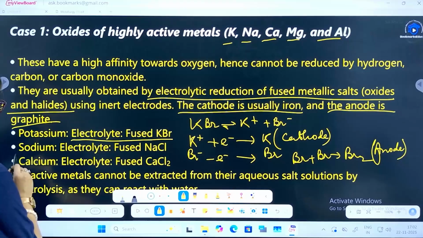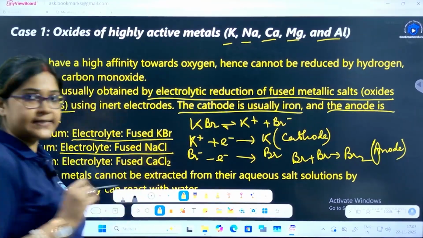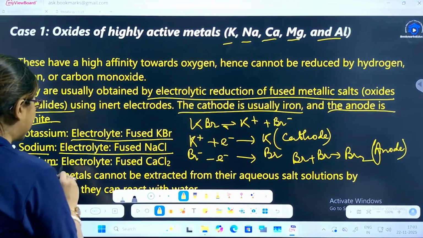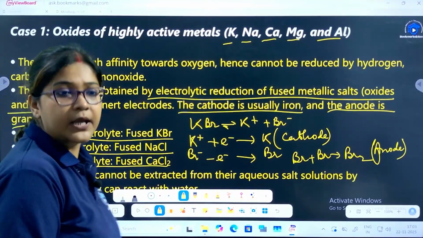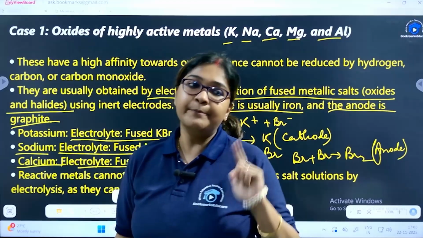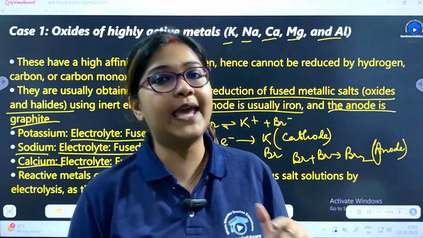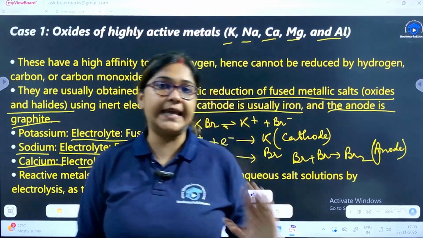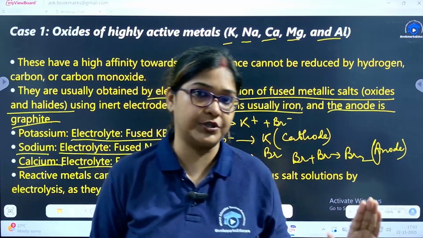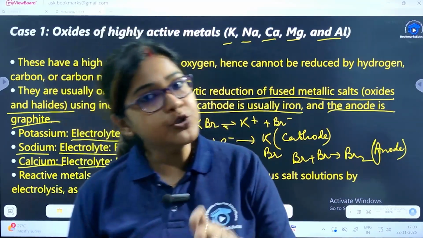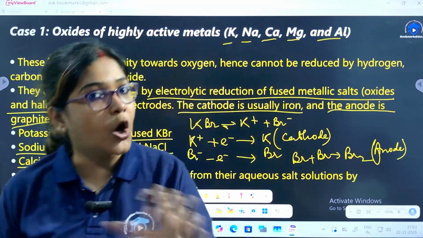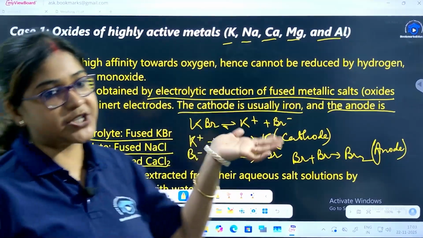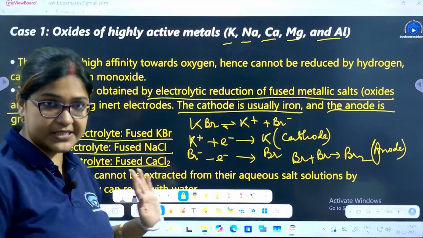Similarly, for extraction of sodium, the electrolyte is fused NaCl, where at the cathode you will generate the pure metal sodium. For calcium, it is fused calcium chloride. Why fused and not aqueous? Because these metals react with water immediately, therefore you cannot take an aqueous electrolytic solution. It has to be either fused or in the molten state, but not in the aqueous state. Aluminium also can be generated by this method from its respective oxide.